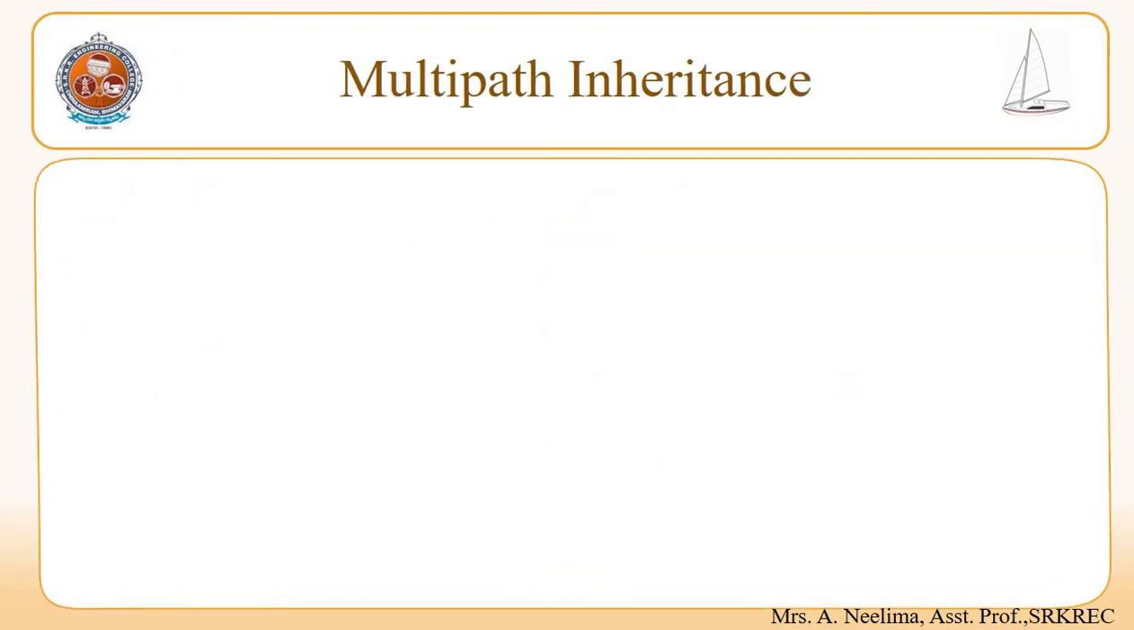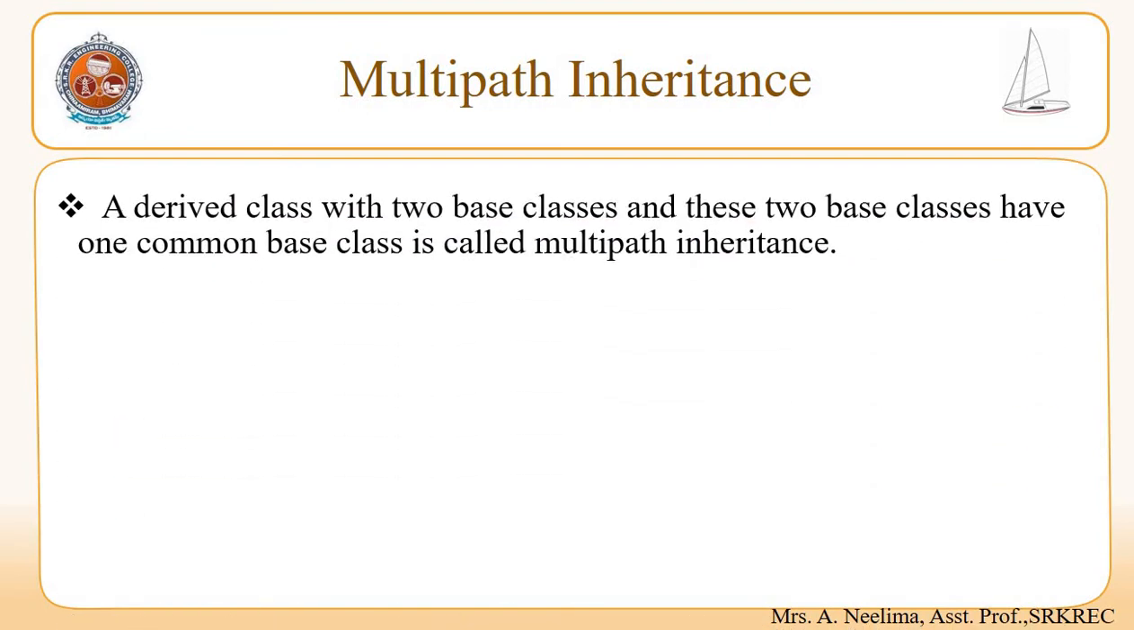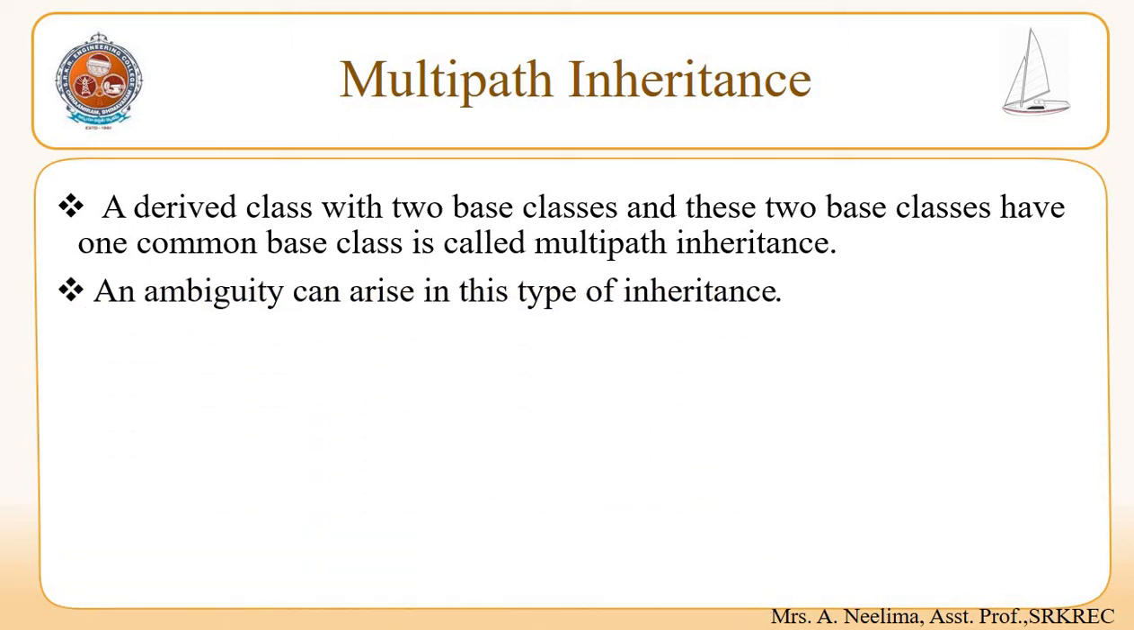The next one is multi-path inheritance. This is nothing but a special case of hybrid inheritance. A derived class with 2 base classes, where these 2 base classes have one common base class, is called multi-path inheritance. An ambiguity can arise in this type of inheritance.